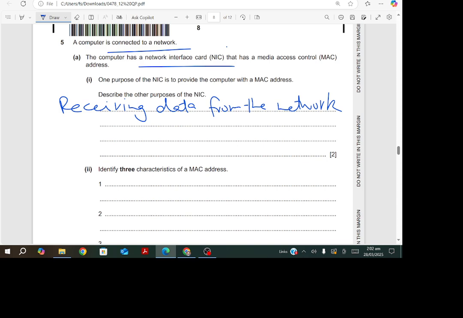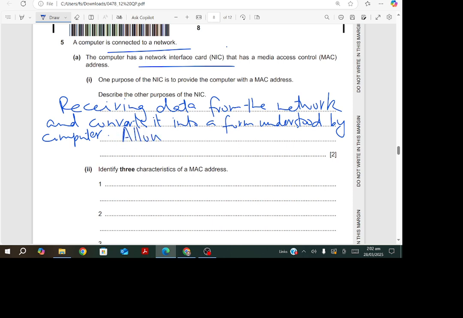Also, boys and girls, you need to know it is not written in the marking key, but another term we use for network interface card is LAN adapter. So it receives data from the network and converts it into a form understood by the computer. Also, you can say it allows physical connection between a computer and a network.